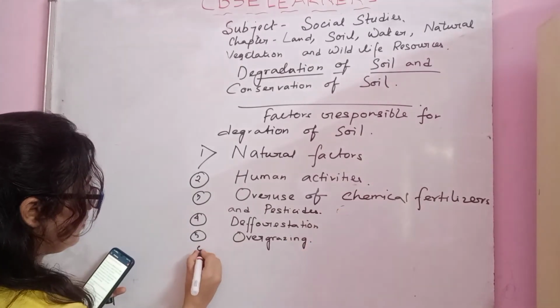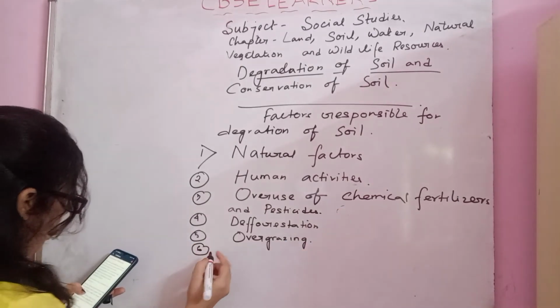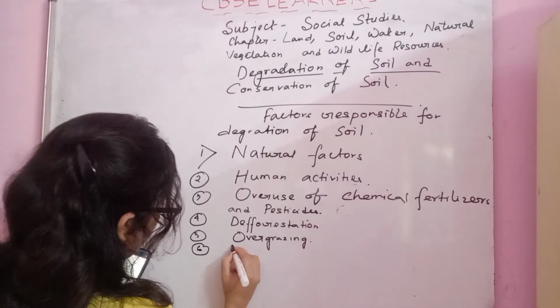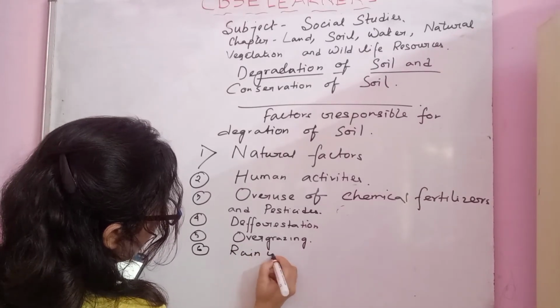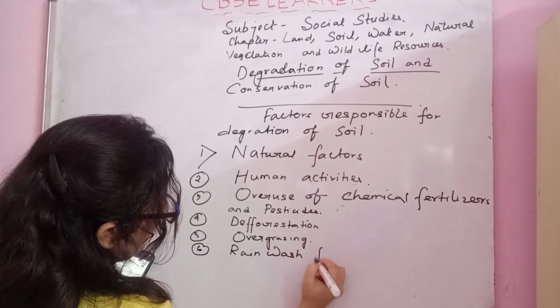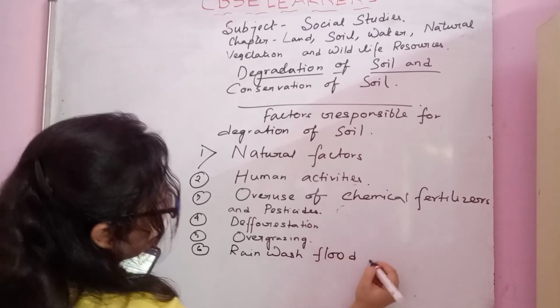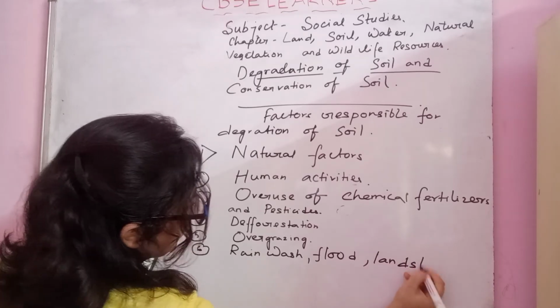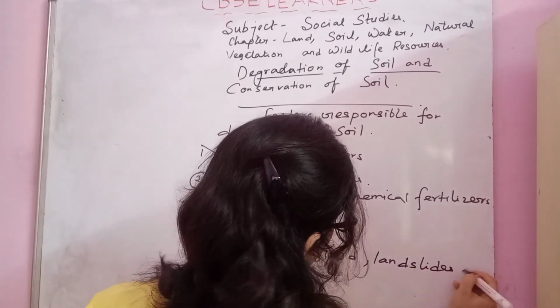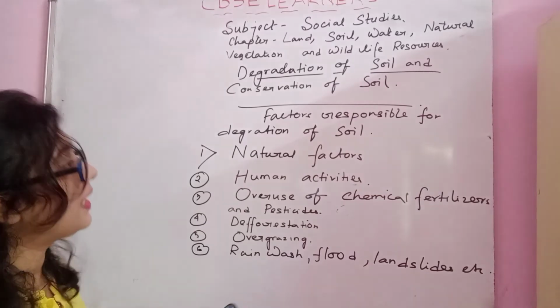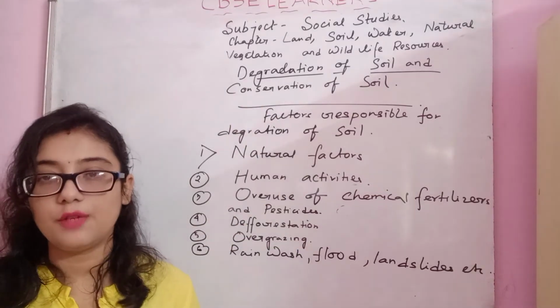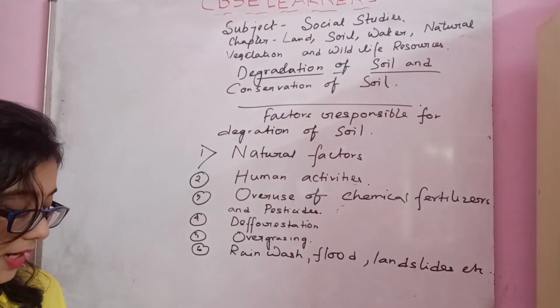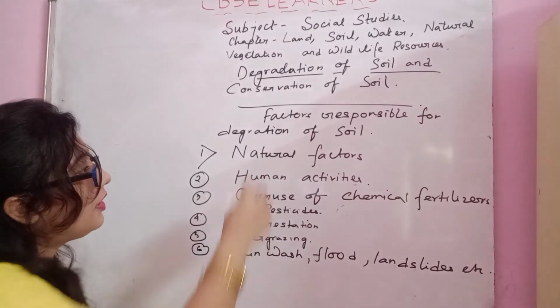Okay. Now, rain wash, flood, landslides, or any natural calamities, right? Landslides, etc. So these are the factors responsible for degradation of soil. So now we have learned about the factors.